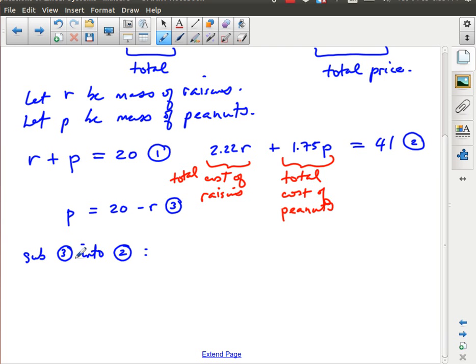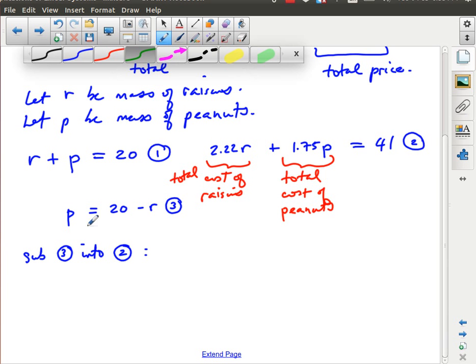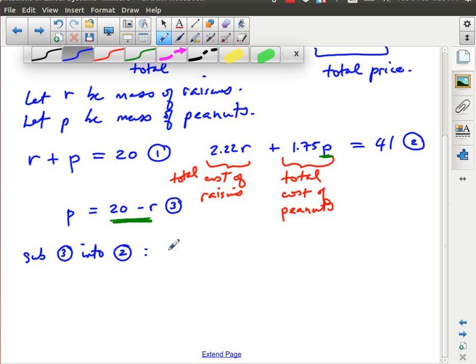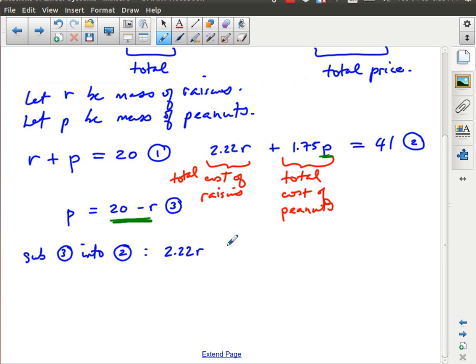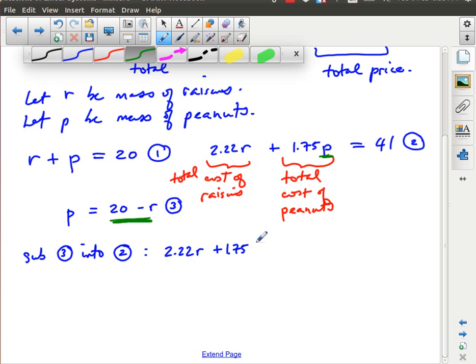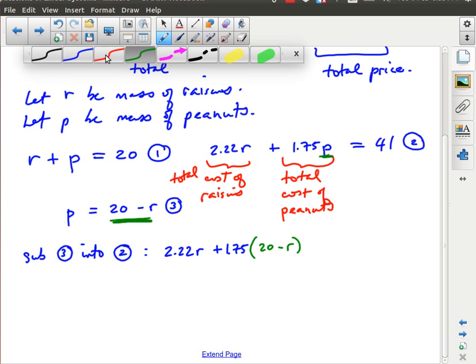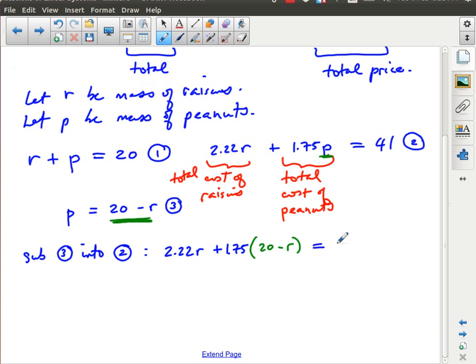So what's that going to look like? Substitute equation 3 into equation 2. Wherever I have a P in this equation, I'm going to replace it with the equivalent value, which is 20 minus R. So I end up with 2.22 R plus 1.75, but instead of P, I'm going to put 20 minus R, and that is all equal to 41.